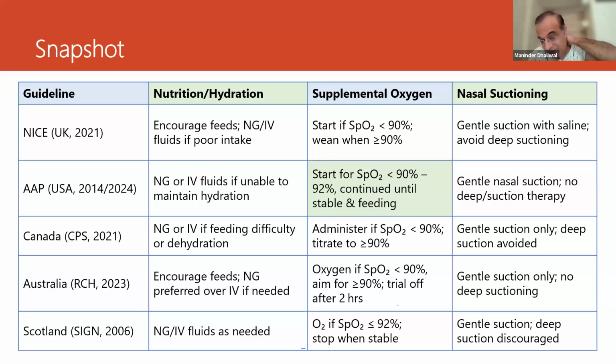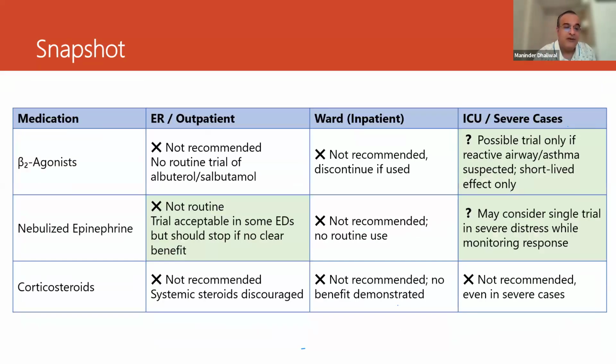So a gentle nasal suction, keep the child in the mother's arm, give oxygen by nasal prongs or by HFNC, and start enteral feeds if possible. If you are very scared that the child might aspirate, consider IV fluids. Now comes beta agonist, nebulization of epinephrine, and corticosteroids.